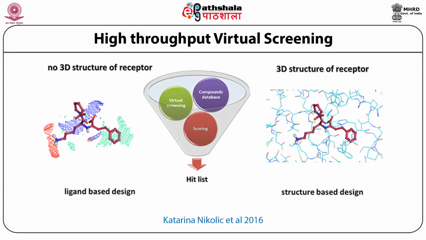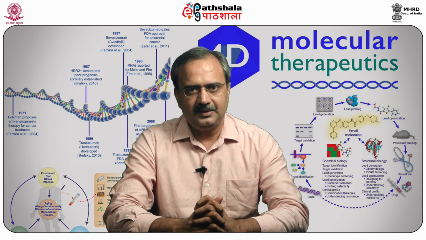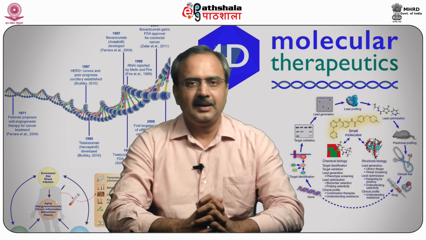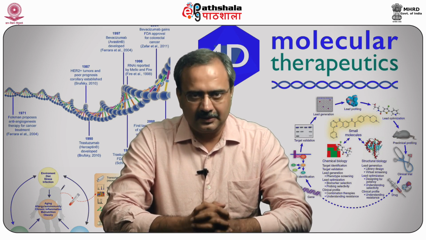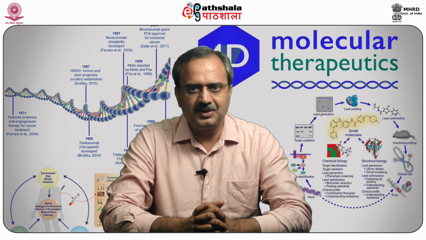For high throughput virtual screening, two approaches are used: ligand-based design and structure-based design. The ligand-based design is used when the 3D structure of the target molecule is not known. And when the 3D structure of the target molecule is known, then structure-based screening is used. In the drug discovery process, the application of computers or in silico screening of the compound library, or high throughput virtual screening, has increased tremendously.